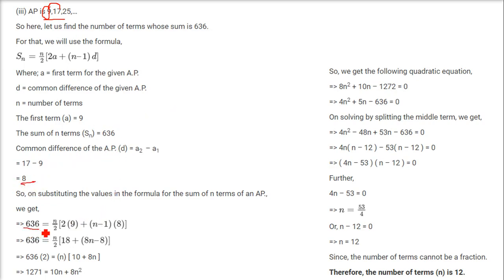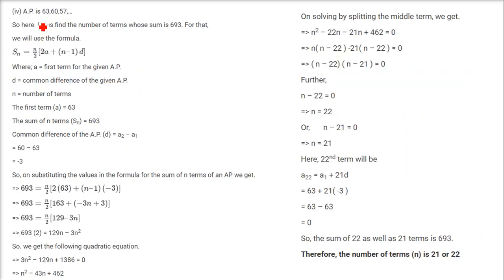We'll just use the formula, where the sum is already given as 636. So n by 2 into 2a, a is 9, plus n minus 1 into d, d is 8. We'll try to find out n from the quadratic equation. We will get two values, n as 53 by 4 and n as 12. But we don't take any fraction or negative value because n can always be only a positive integer. So if we take n equal to 12, the number of terms is 12.